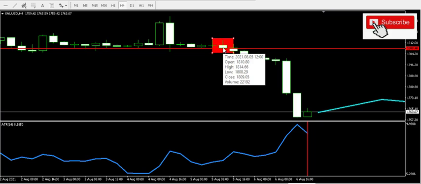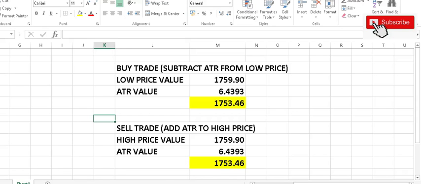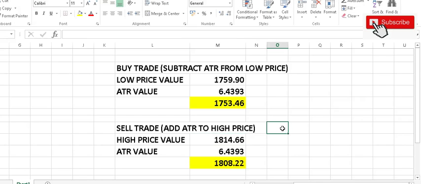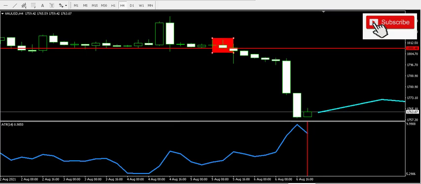Now the high price of this candle is 1814.66. That's the high price of the candle. Then you look for the ATR value for that candle. The ATR value for this candle is 6.6464. So that's the ATR value.